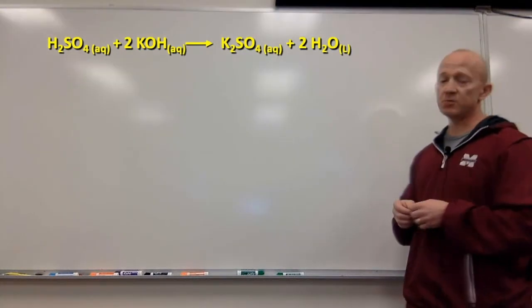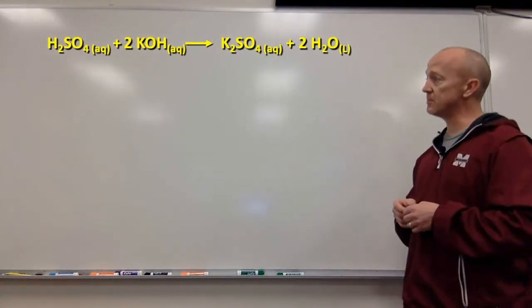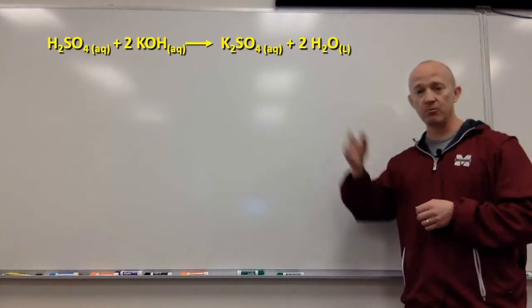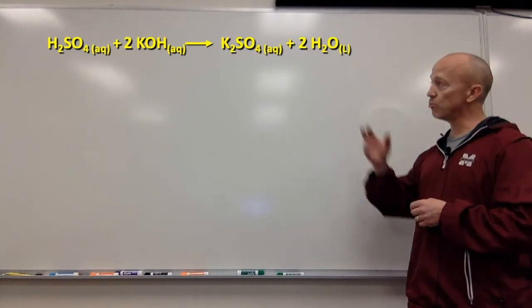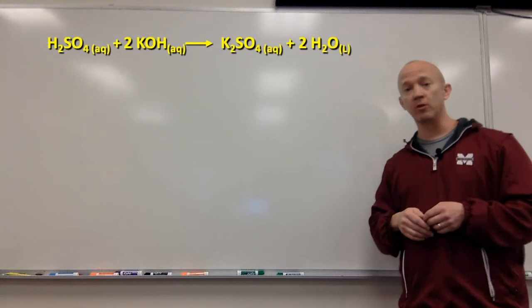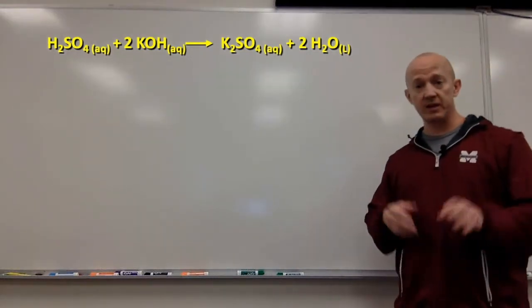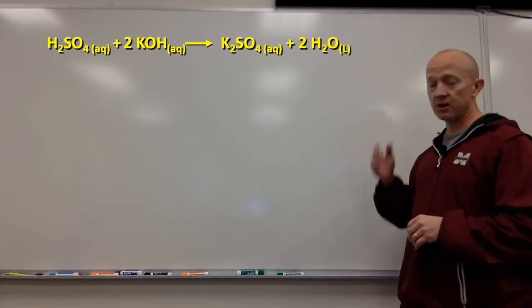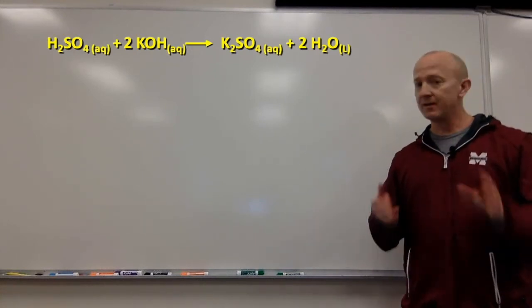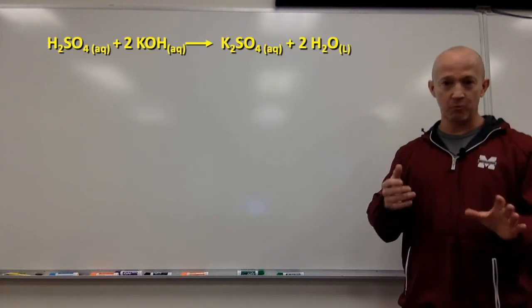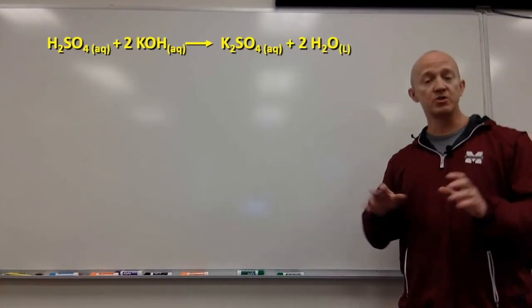When we balance the equation, we see that we need 2 potassium hydroxides to react with the 1 sulfuric acid to give us 1 formula unit of K2SO4 and 2 waters. Now we can confirm that K2SO4 is aqueous. Water is our product here. It is a liquid. It's not aqueous. We don't dissolve water in water, okay? Water is just a liquid.